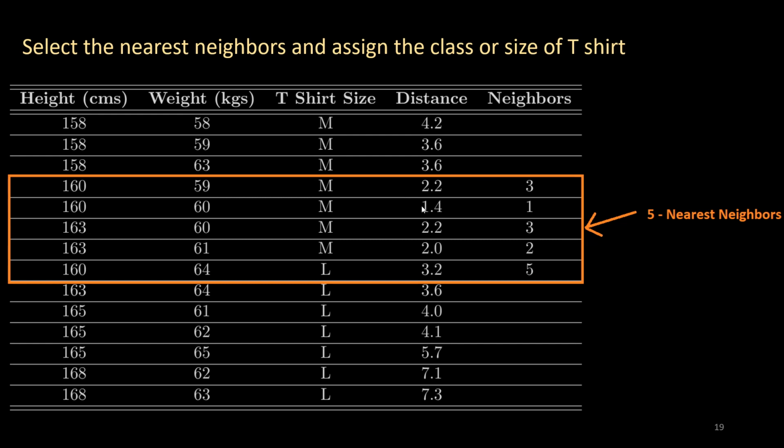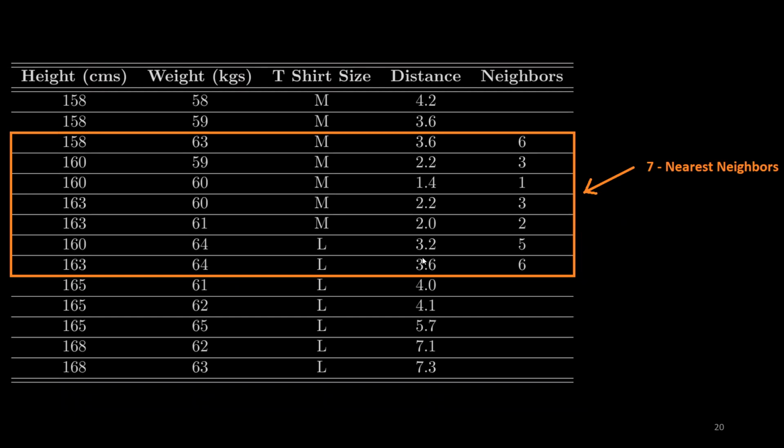7. So if we select 7 nearest neighbors, we can see that here we have selected the 7 minimum distances. If we go by the majority voting, still there are 5 samples out of 7 which belong to the medium class, and there are only 2 samples belonging to the large class. So still with 7 nearest neighbors, we recommend the size of the t-shirt as medium.